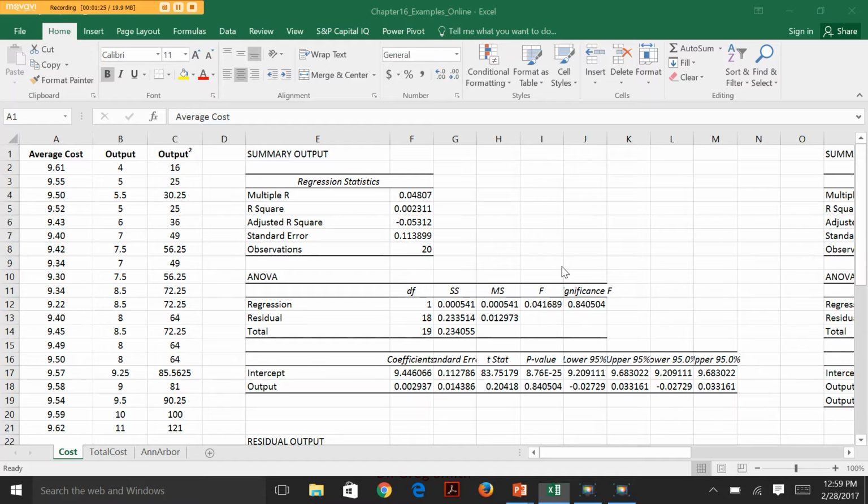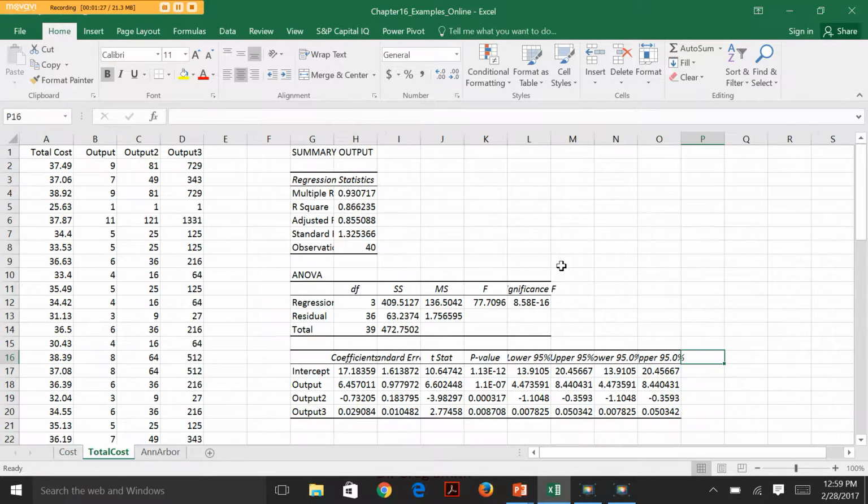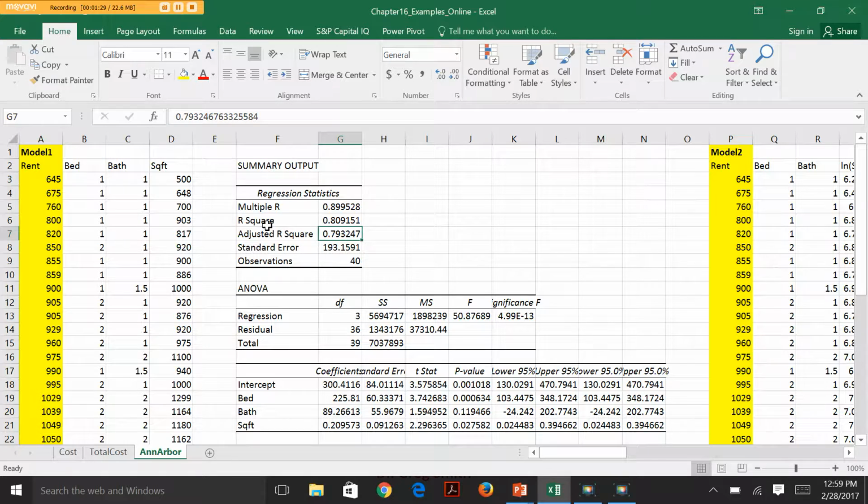Well, from a simple standpoint, what we've done up to this point is take a look at the rent. We have 40 observations, and we would run the regression, regress rent across bath, bed, and square feet. And what we got was something that had an R squared of about 79.32%. So 79.32% of all the variation in rent can be explained by what's happening in bed, bath, and square feet.